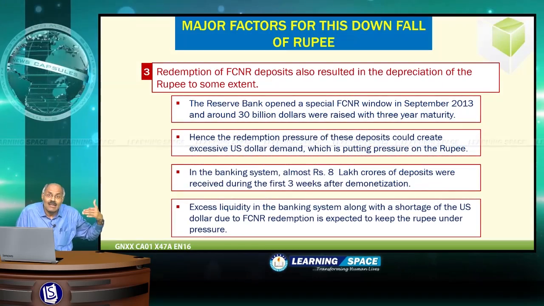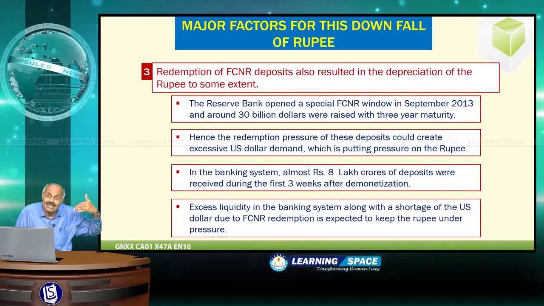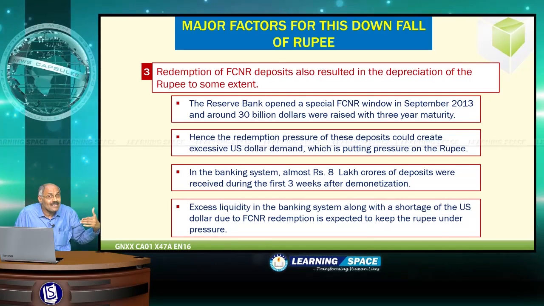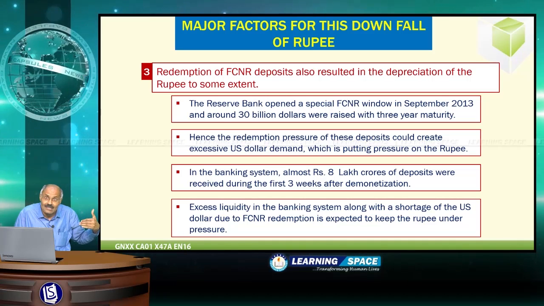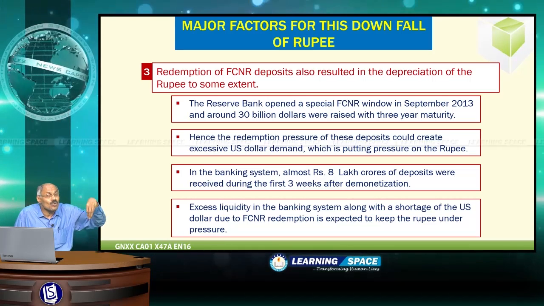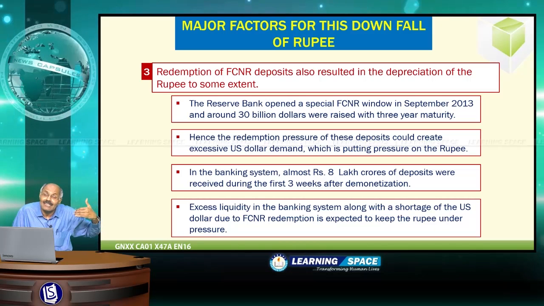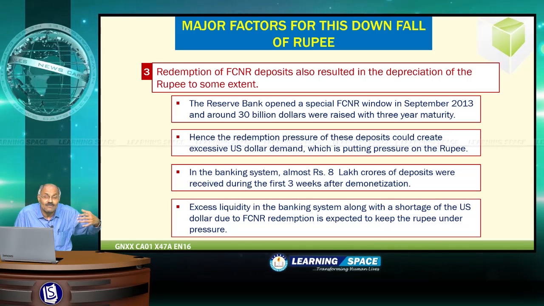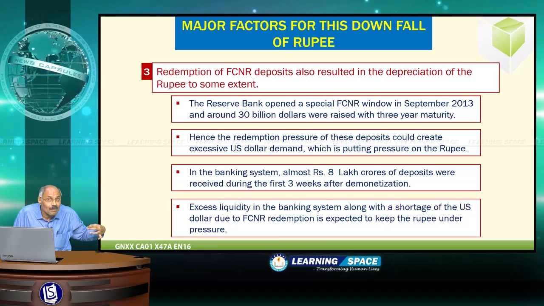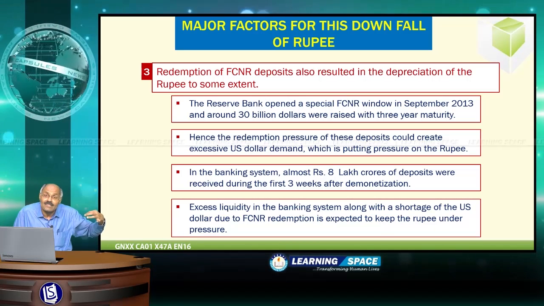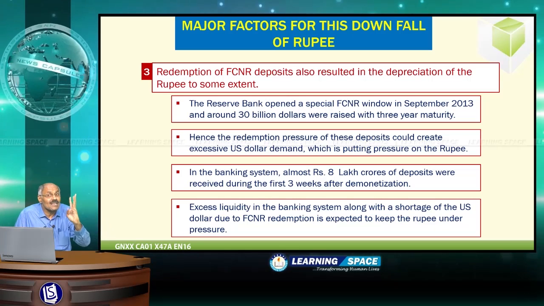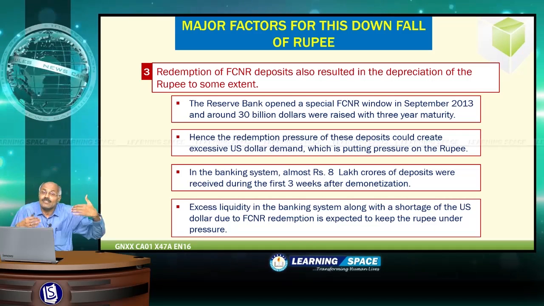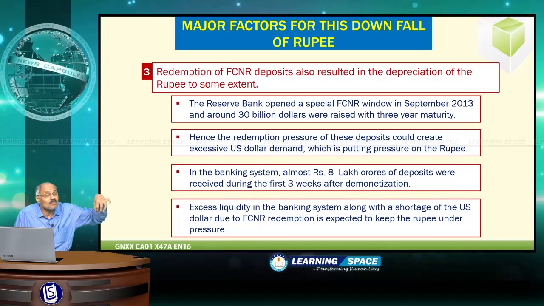The third one is redemption of FCNR deposits also resulted in the depreciation of the rupee. This FCNR deposits, all of you please recollect, in the year 2013 when Raghuram Rajan took over, by giving swap facility to banks, he mobilized around $30 billion deposits under FCNR account. They are fixed deposits of 3 years duration, and now the time has come for their redemption. That's why there is a pressure and rupee is depreciating.